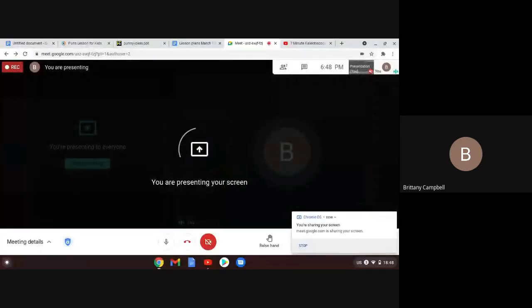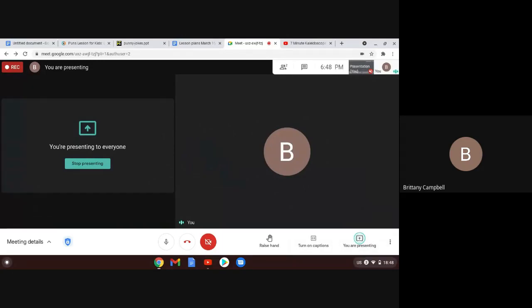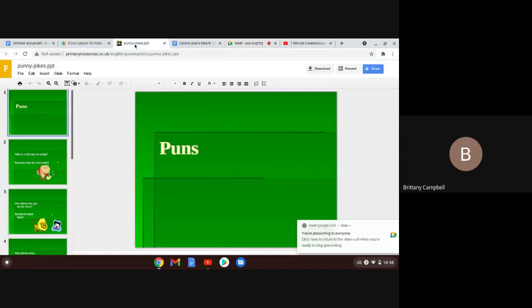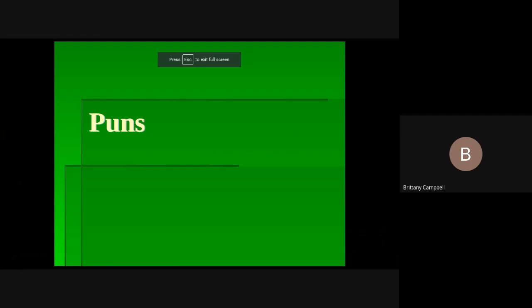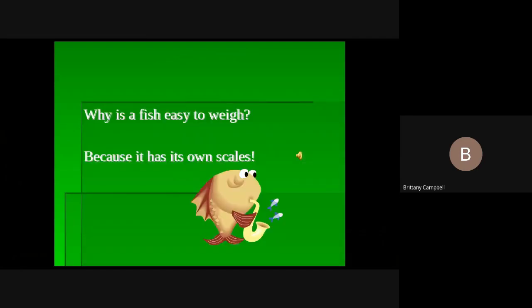The first one is, why is a fish easy to weigh? So we're dealing with puns and jokes. Why is a fish easy to weigh? What's your answer there? Okay. And the answer is because it has its own scales. Yes, Daniel.